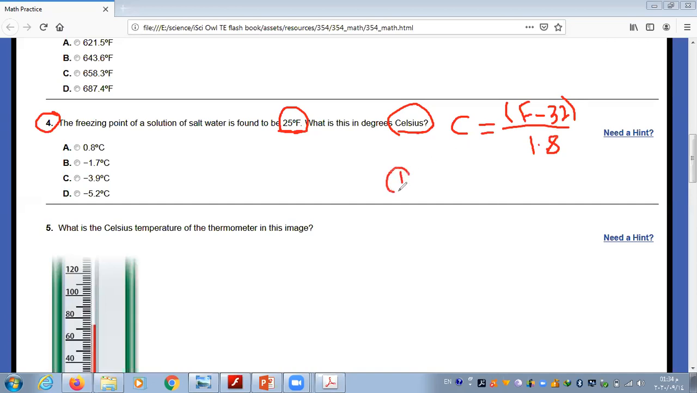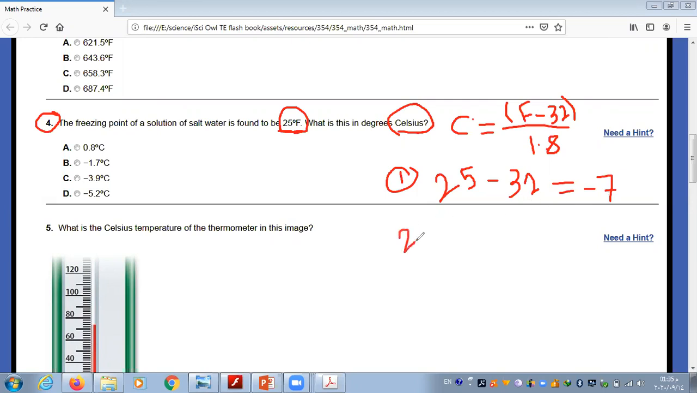The first step, we will calculate the bracket first. The bracket has F minus 32. What is the value of F? 25. So we write 25 minus 32. What is the result? Negative 7. Yes, negative 7. And if we have a negative, we must write the negative.